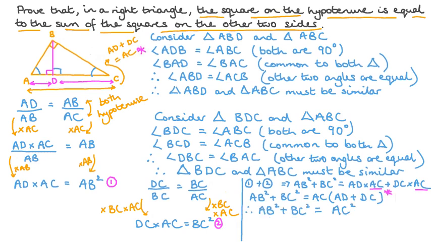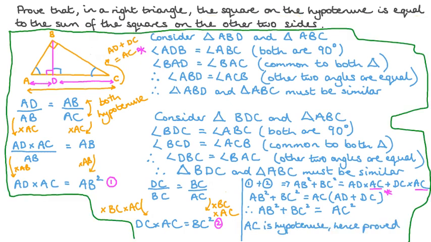So therefore, we can say that AB squared plus BC squared is equal to AC squared, and that's because we substituted in AC for our AD plus DC, and then we've got AC multiplied by AC, which gives us AC squared. Well, as AC is the hypotenuse, then hence we've proved that in a right triangle, the square on the hypotenuse is equal to the sum of the squares on the other two sides.